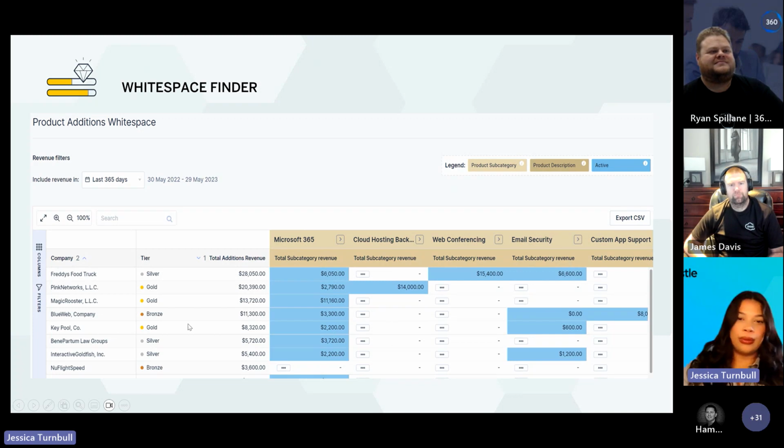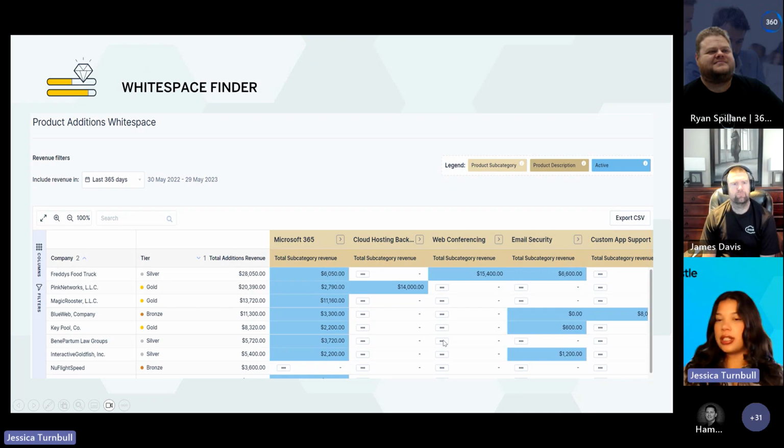You know, key pool, they have Microsoft 365, but they don't have web conferencing or cloud hosting. As well as these little buttons here, we can pop open and actually push an opportunity back into ConnectWise and make it actionable and to work on it for the sales team or account management team as well.